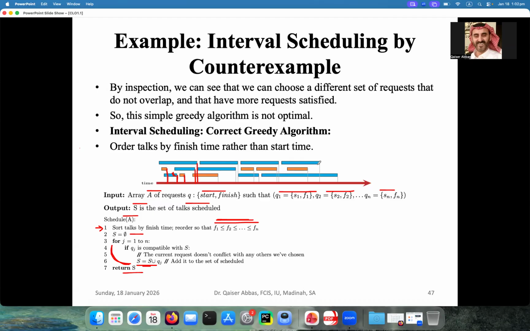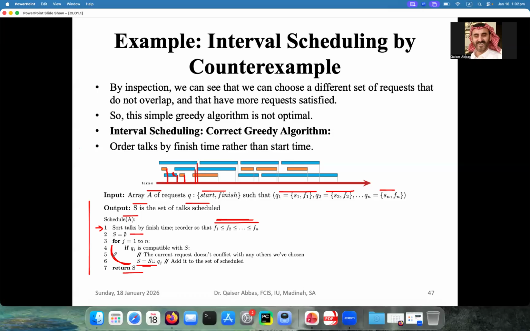So this algorithm with the finish time, is it optimal or not? It is giving us an optimal answer. And if it is giving an optimal answer, then you can say, according to the definition of proving correctness, that this algorithm is correct.